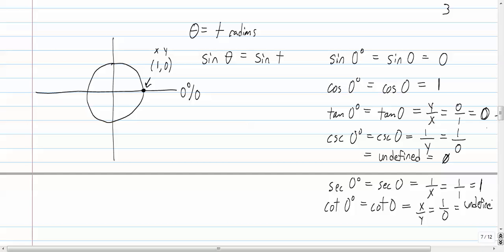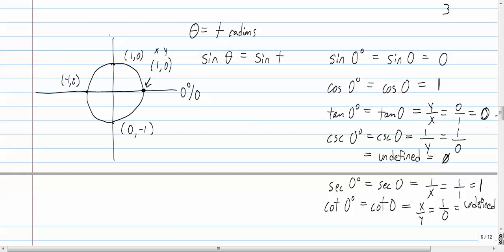We can do that for the 4 points that we know here. We know this point's (1, 0). We know this point's (-1, 0). We know this point right here is (0, -1).